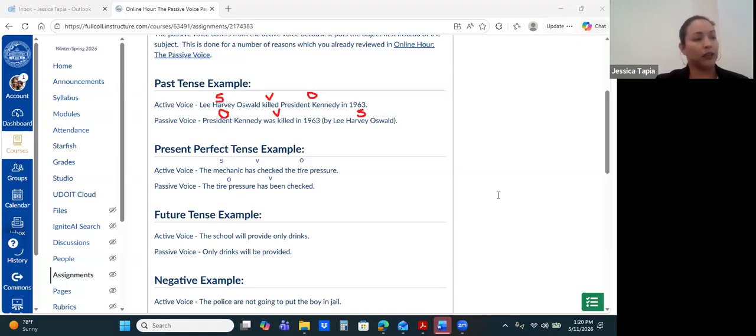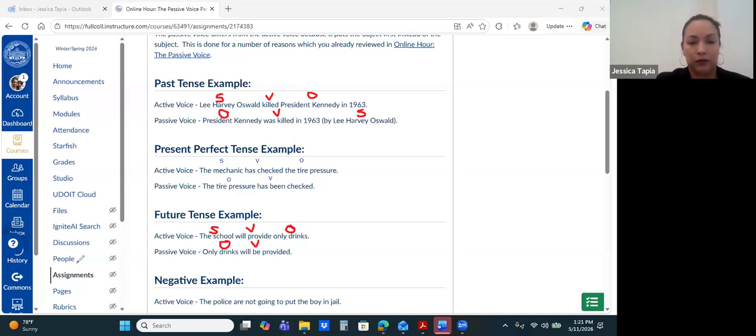Then we have future tense. And if you're following along with your paper, you'll recognize this first one from number 1 on page 7. The future tense example is the school will provide only drinks. The passive voice example is only drinks will be provided. Again, we're following in the active voice, the subject, the school, the verb will provide, and the object is only the drinks, right? Only drinks. And then when we do the passive voice, we say only drinks will be provided. And we don't even say the school.